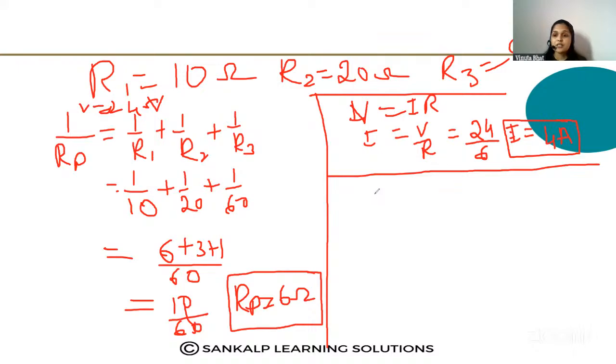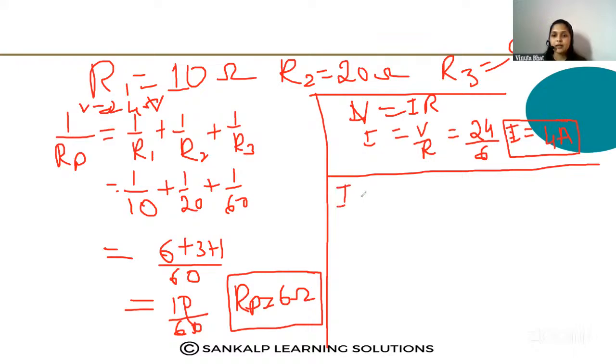Then next, in the third step, what you have to find out? You have to find out the current flowing through each resistor. This is the circuit where the parallel connection is there. So when the parallel connection is there, the current flowing through each resistor is different. So we have to find out I1.